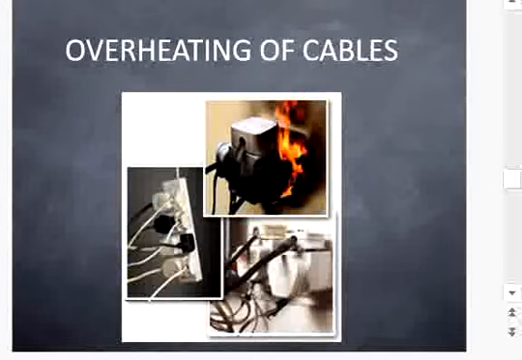Number two is overheating of cables. Now in this case, a socket is not recommended to plug in 3, 4, 5 appliances at one time. It will heat up the socket, and then the temperature increases. As a result, as the temperature increases, the fire will ignite. So this is what we call the overheating of cable.